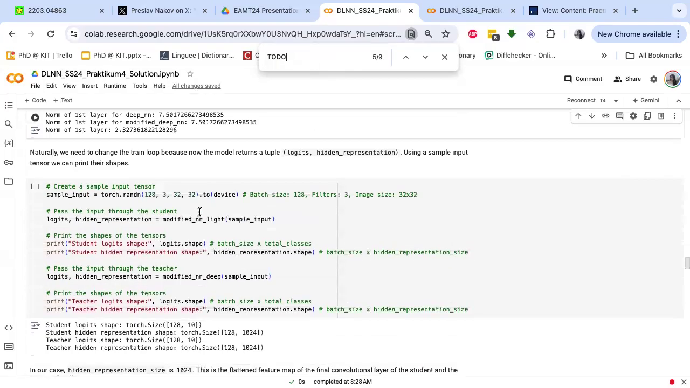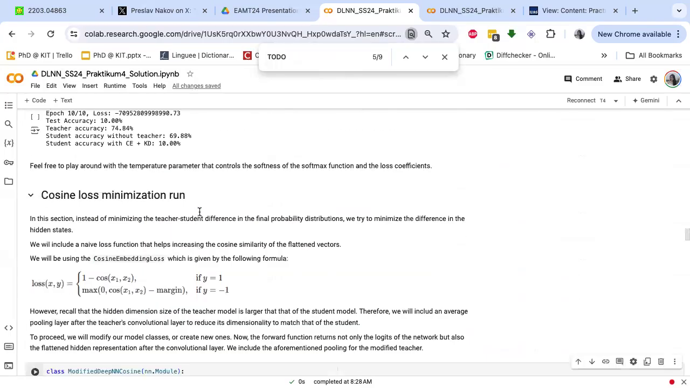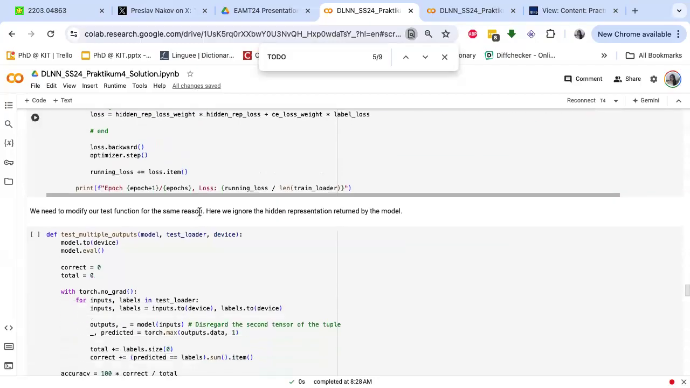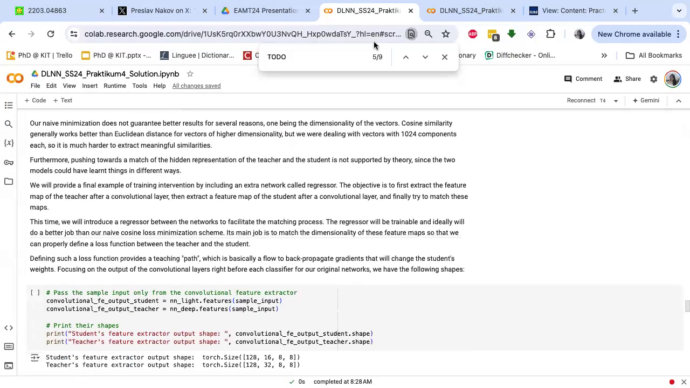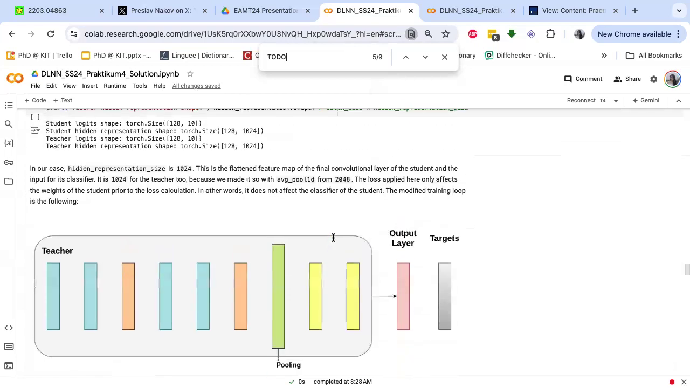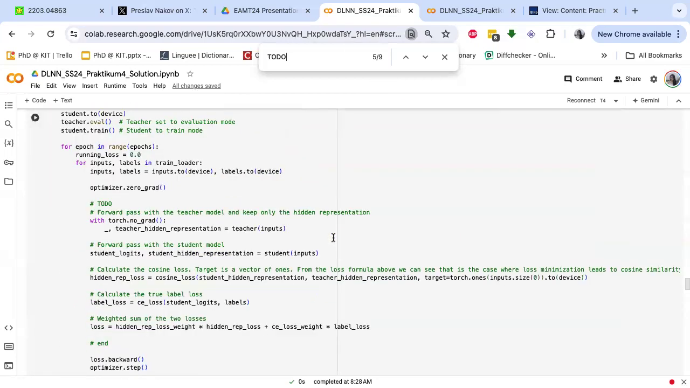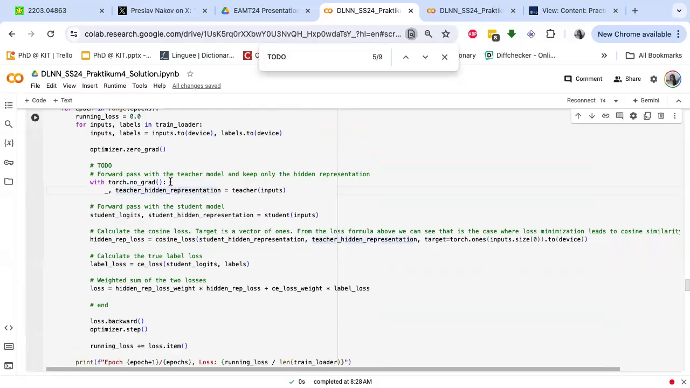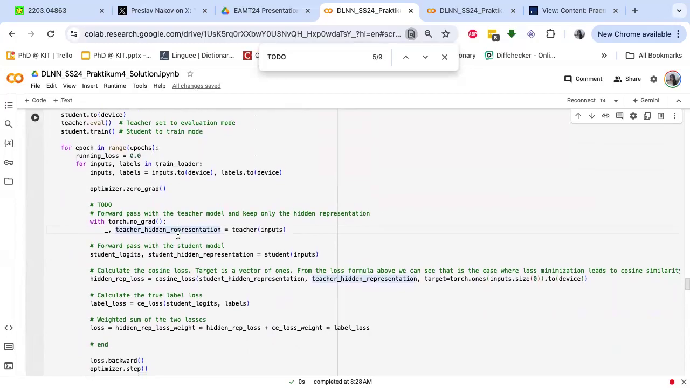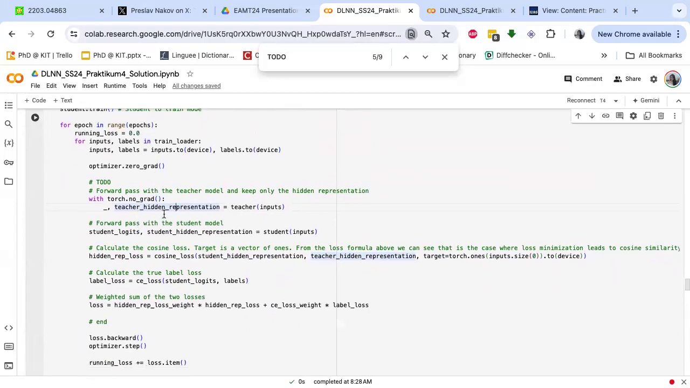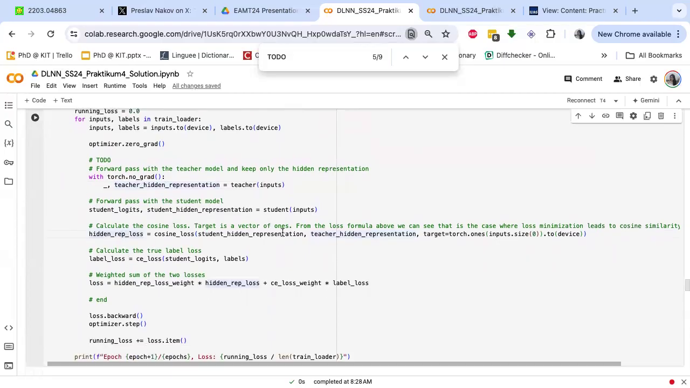Your next task is in, which part is it? Okay, still in the cosine minimization run. No, this part is for the hidden representation. Yes. So in the training loop, you have to again extract the hidden representation, and you can ignore the logit because now we will not use it to teach our model anymore. Then same thing for the student. You also extract the logit and also the hidden representation.